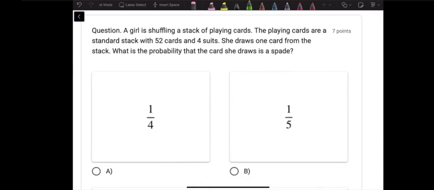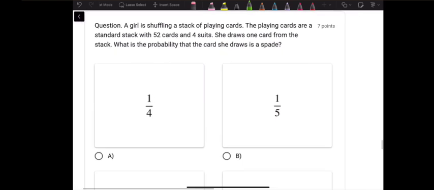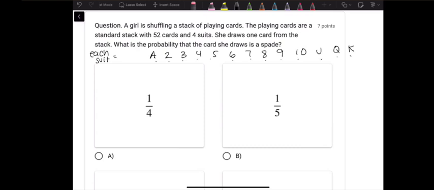The next question states, a girl is shuffling a stack of playing cards. The playing cards are a standard stack with 52 cards and 4 suits. She draws 1 card from the stack. What is the probability that the card she draws is a spade? So for a second, think about just a standard stack of cards. So you have your diamonds, your spades, your clubs, and your hearts. Now, each suit has the cards starting from A, and it goes 2, 3, 4, 5, 6, 7, 8, 9, 10, Jack, Queen, King. So each suit is going to have a total of 13 cards. And of course, there's 4 suits, and if you multiply 13 times 4, you do in fact get 52, which is the total number of cards in the stack.